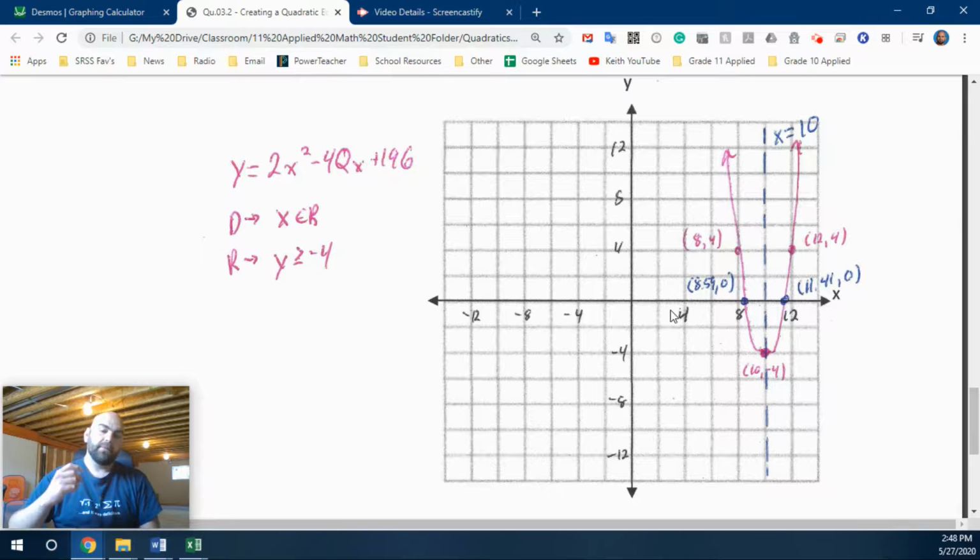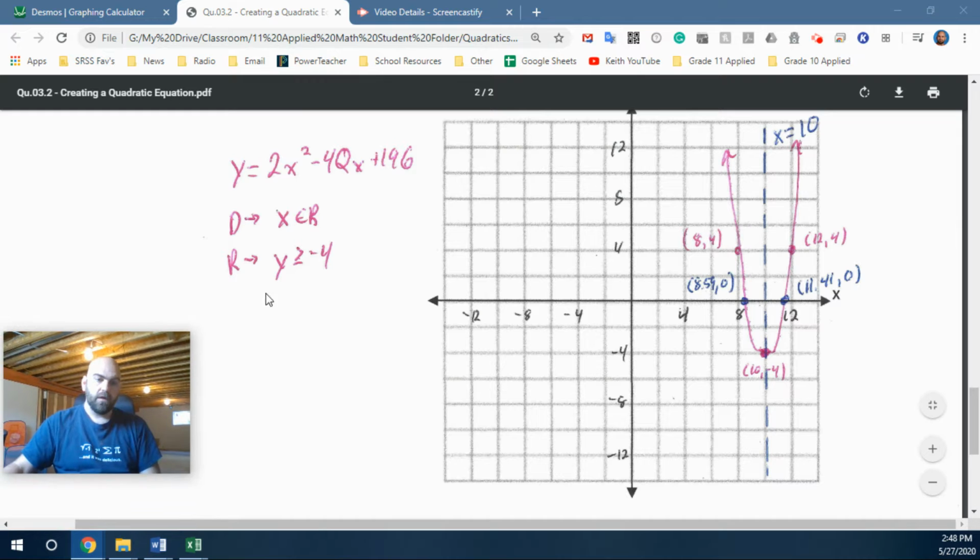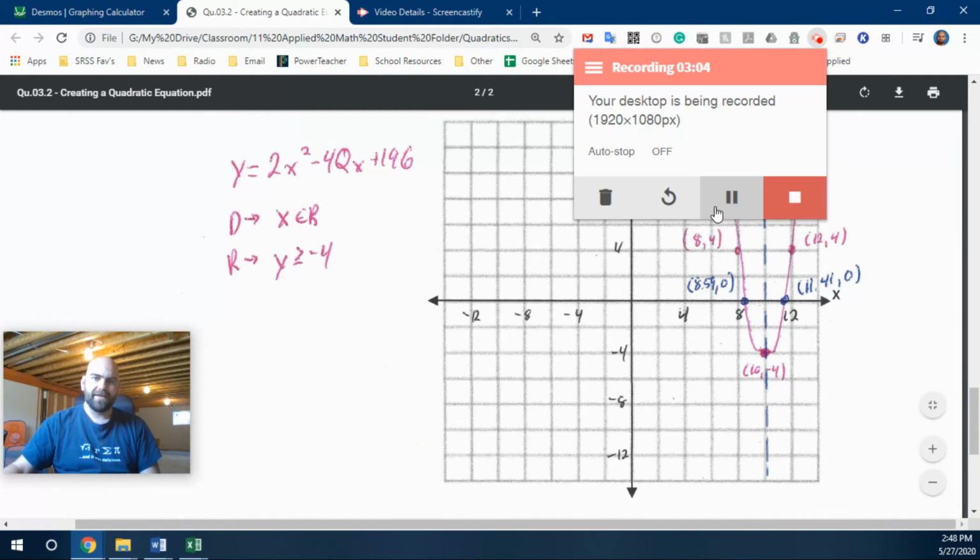So very important, make sure that you're doing that. Make sure that you are following along with that. And then when you do have your equation and you're asked to graph it out on paper, show all the important points, show the equation, show the domain and range, show your axis of symmetry as well. And we're just going to stop this video and we're going to move on to the next example in our next video.